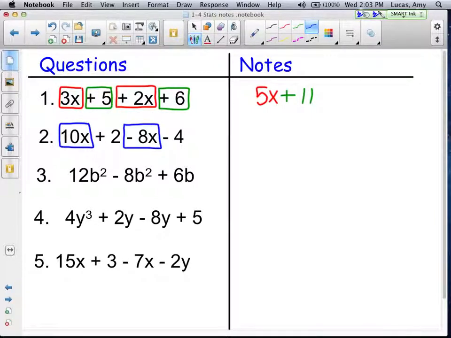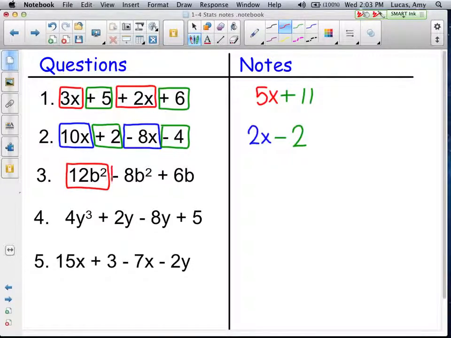So 10x minus 8x is 2x. And then +2 combined with a -4 gives me a -2. So you have to be careful with your integer operations when you're combining your like terms.